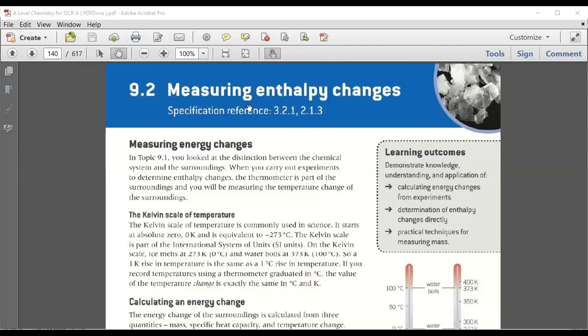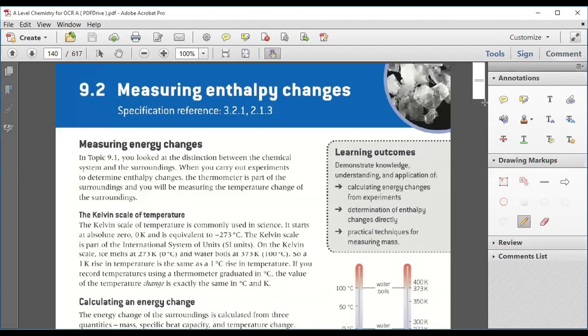So today we are going to start our 9.2, that is measuring enthalpy changes. In our last lecture, we discussed enthalpy, what enthalpy change is, all these things we have discussed already. So today we are going to discuss how we can measure enthalpy changes.